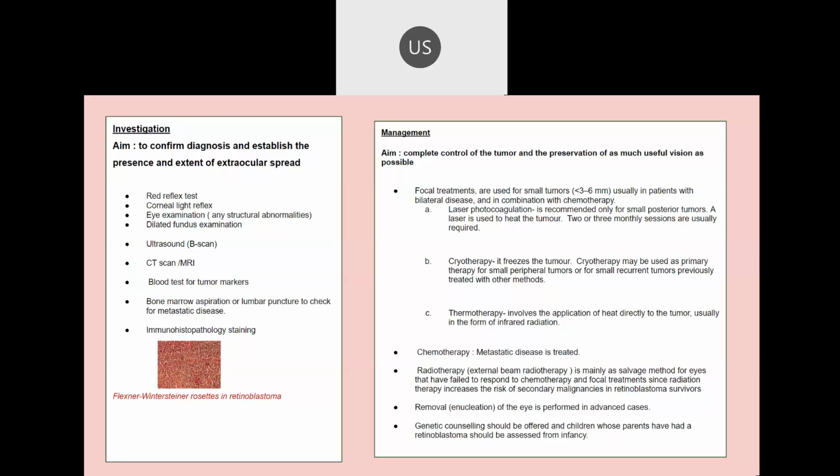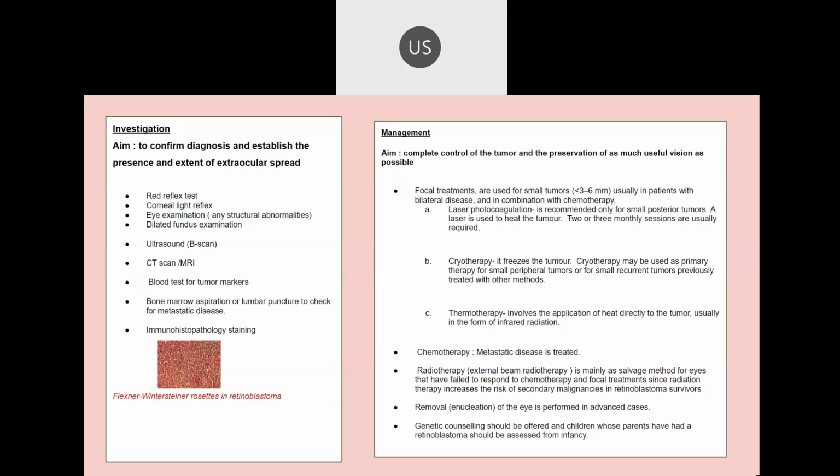Then for the management of retinoblastoma, the aim is complete control of the tumor and preservation of as much useful vision as possible. First is focal treatment, which is used for small tumors, usually in patients with bilateral disease, and usually in combination with chemotherapy. A is laser photocoagulation. It is recommended only for small posterior tumors, where a laser is used to hit the tumor. Two or three monthly sessions are usually required.